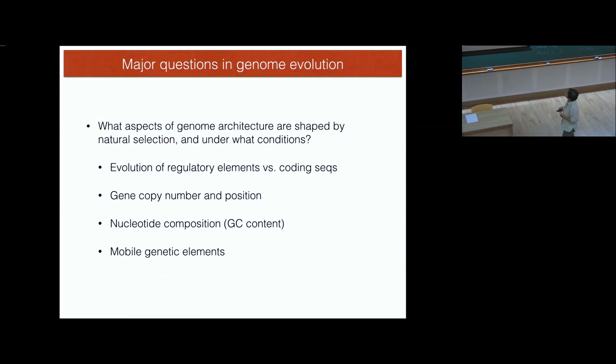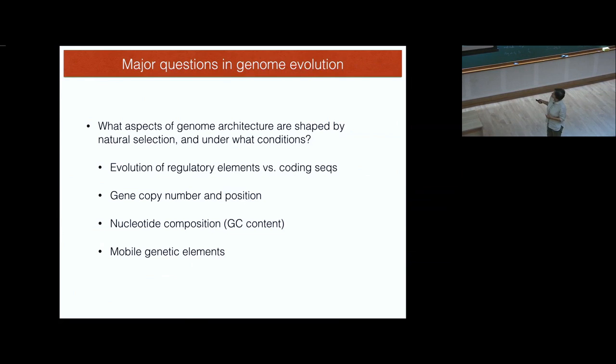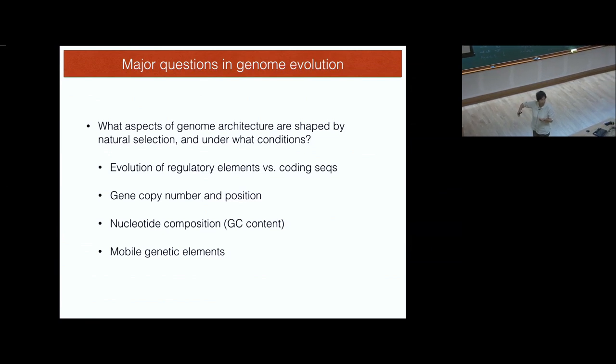Lots of issues. There's a lot of work trying to understand the evolution of regulatory elements, which are non-coding bits of DNA upstream of a coding sequence. These are thought to be, for example, promoters, places where ribosomes will bind and so on and so forth, right? And so how much of evolutionary change is driven by changes in regulatory elements, like mutations in this non-coding area, versus mutations in the coding sequences?